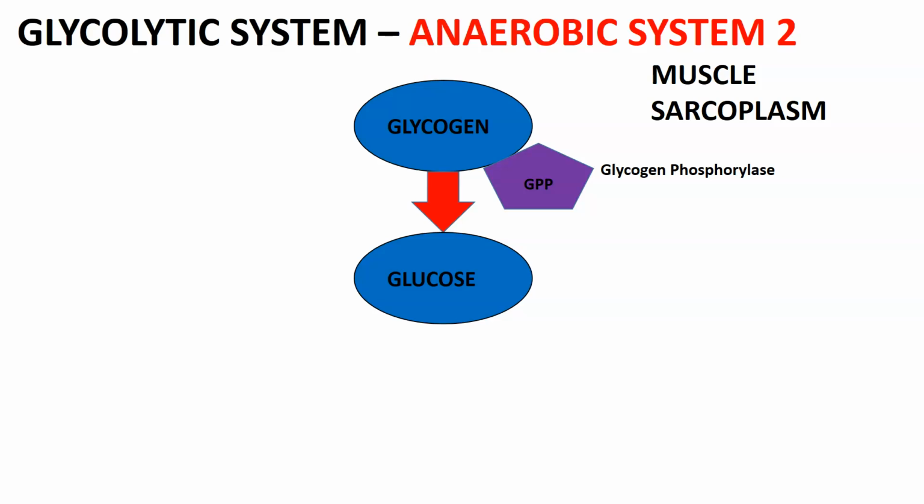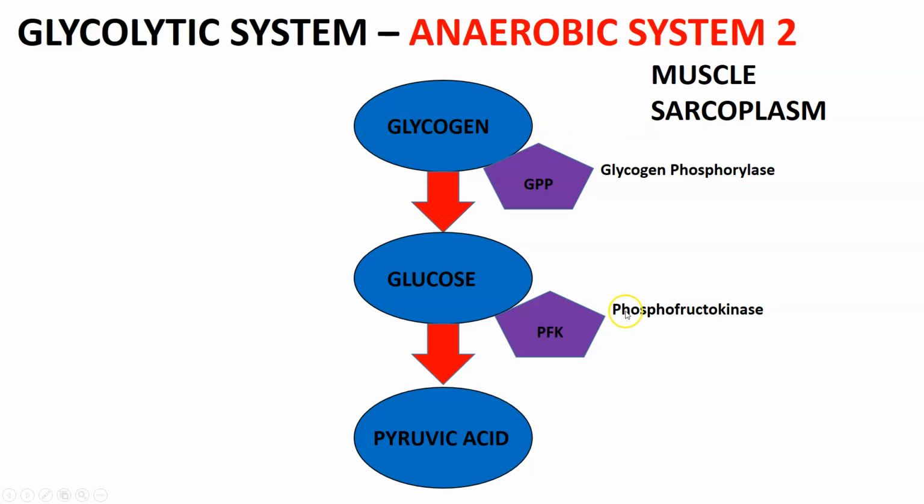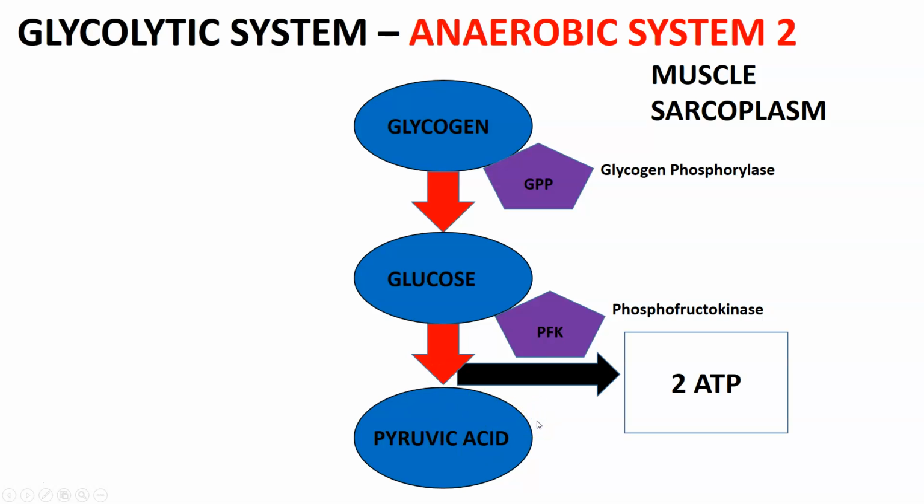Now glucose, this is where we actually get our ATP resynthesis from. Glucose also needs to be broken down to provide us with the energy we need. So glucose is broken down by an enzyme called phosphofructokinase. Again, we can have phosphofructokinase as PFK. So glucose is broken down by PFK, and the product of that breakdown is pyruvic acid. This creates 2 ATP.